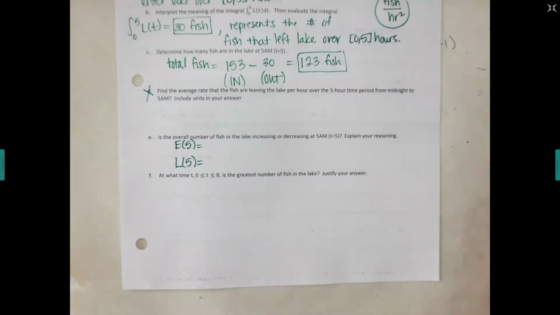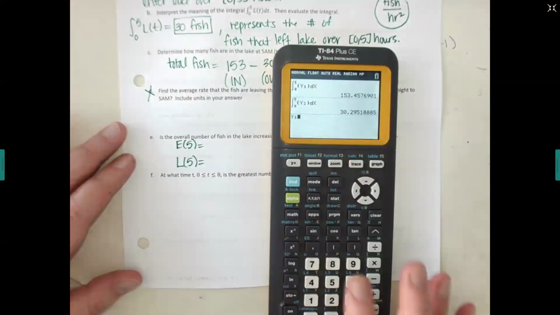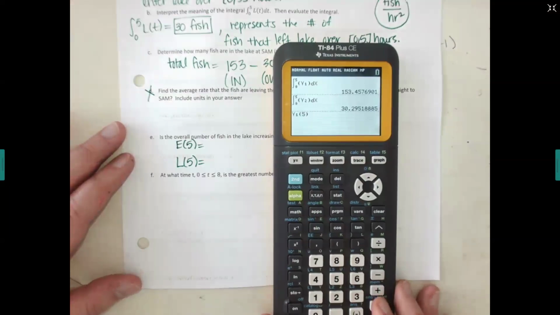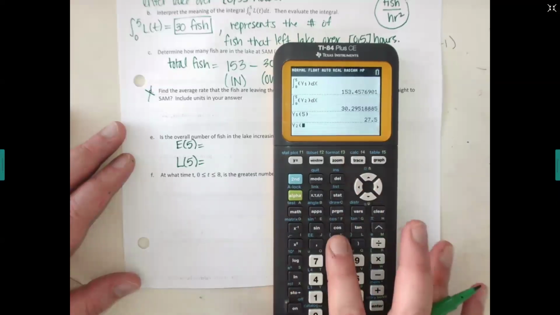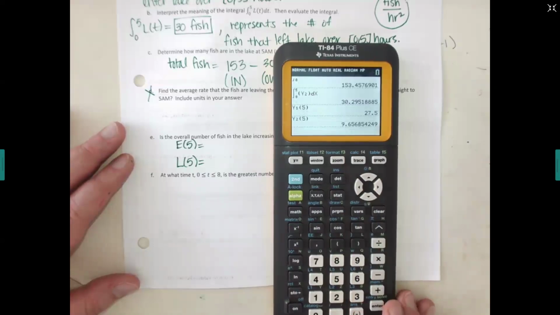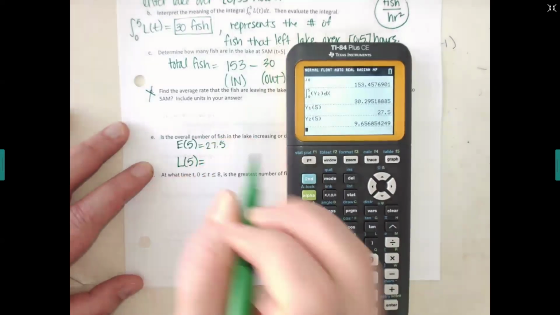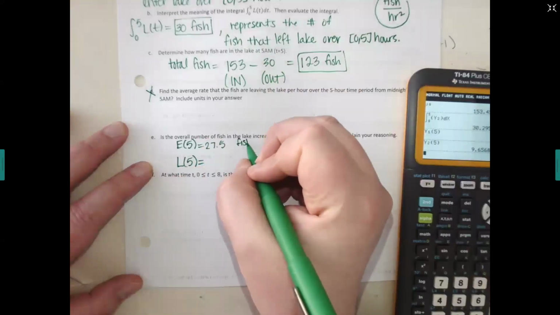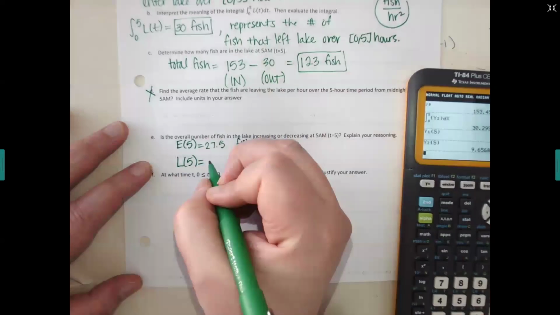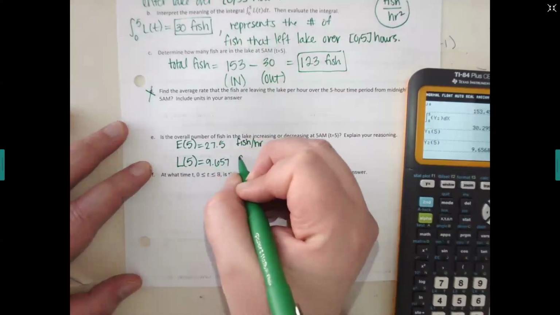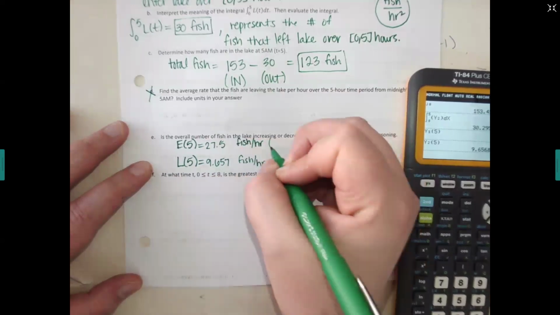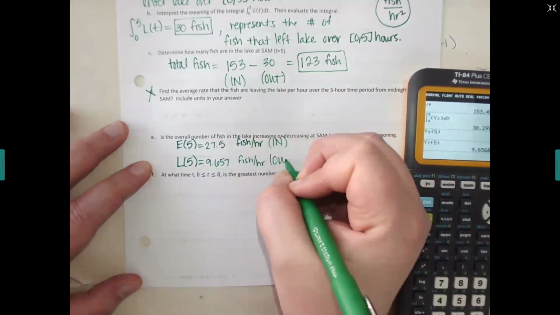I'll remind you of how to do that. You're going to hit alpha trace Y1, open your own parentheses, put a 5 in it, and it'll plug it in for you. Then you're going to do the same thing for alpha trace Y2 of 5. So my in rate is 27.5 fish per hour. But my out rate is 9.657 fish per hour. This is in, this is out.